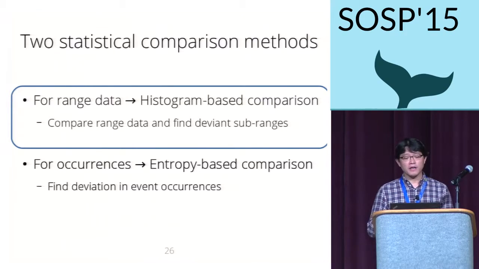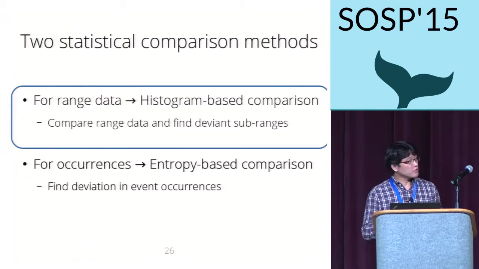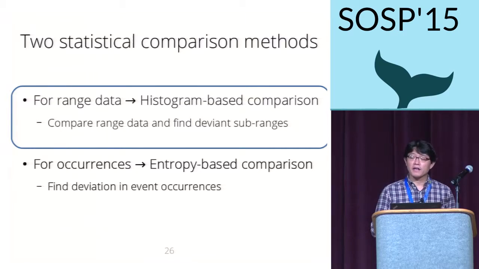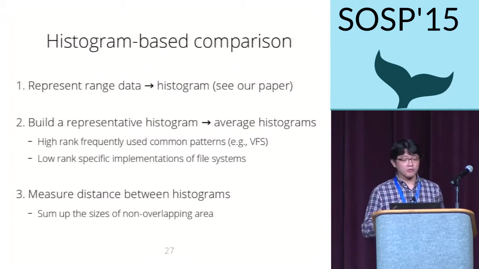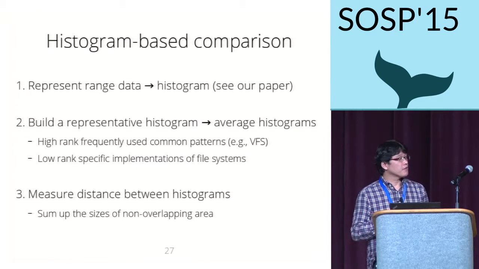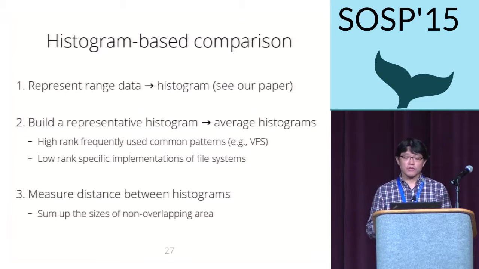And for the range data, we propose the histogram-based comparison. The purpose of the histogram-based comparison is to compare range data and find deviant sub-ranges. Histogram-based comparison is composed of three steps. We first represent the range data as a histogram. This process is quite straightforward. Please see the details in our paper.